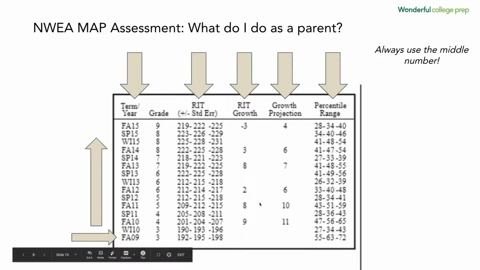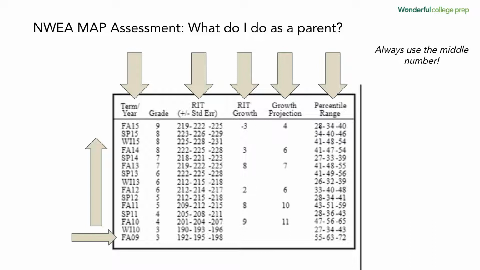This is sometimes what's sent home, but again, just making sure that if you get these, only look at the middle number here for the RIT, and then only look at the middle number here for the percentile. They sort of give confidence ranges, but not needed as much when we're looking. We use the middle number to best understand those. And then over here, you can see how much they should grow, and then how much they did grow from the previous one.